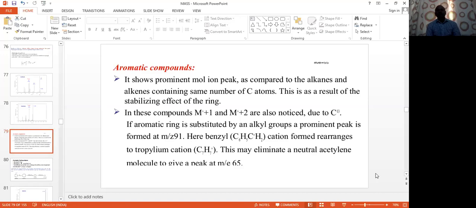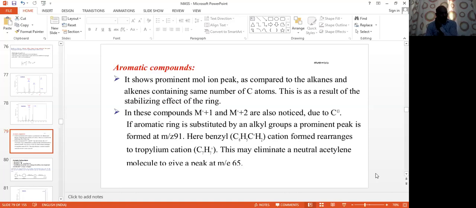And if the benzene ring is a saturated one, especially if benzene is substituted with an alkyl group side chain, then you will have the benzyl cation, and this benzyl cation M by Z value will be 91. This is a very prominent peak, so you can easily differentiate that. It is a very prominent peak in the mass spectrum, appearing at M by Z 91.